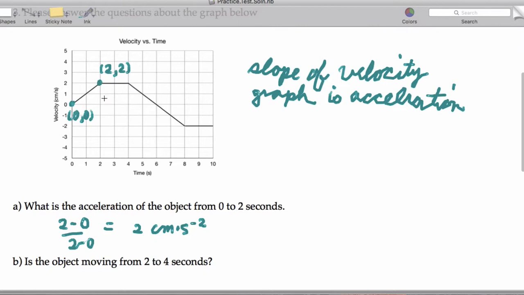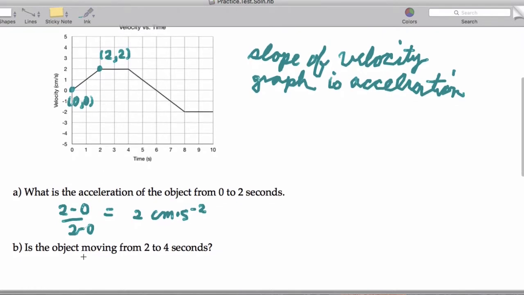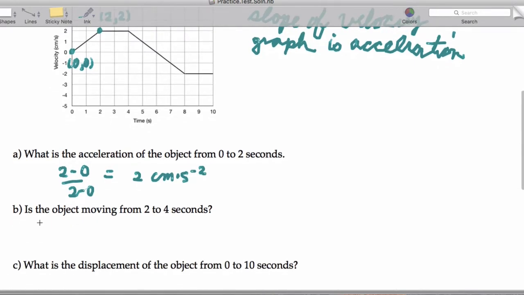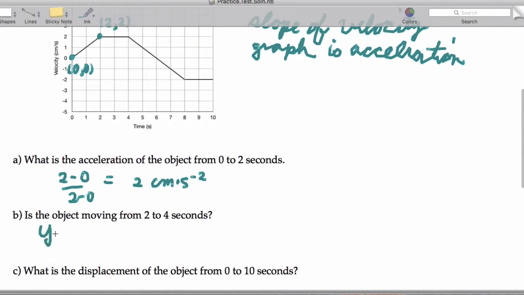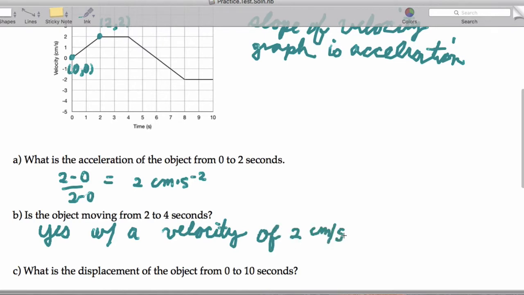Now, is the object moving from 2 to 4 seconds? Well, is the velocity 0? No. So that means, yes, it's moving with a forward velocity of 2 centimeters per second. So it's going forward.